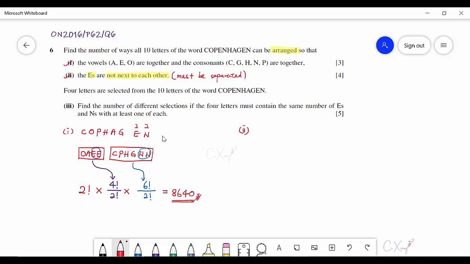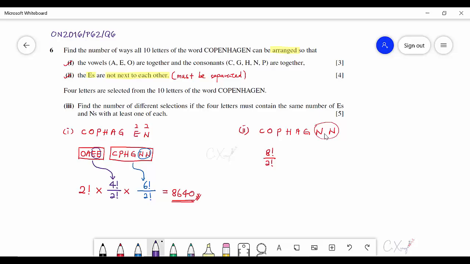So when I want to arrange all the other letters, I'm having C, O, P, H, A, G, and N. So I'm having 8 letters here, therefore it should be 8 factorial. Okay, and again, because of the 2 identical N in my arrangement of 8 factorial, I need to divide it by 2 factorial. Okay, so this is the arrangement for the 8 letters with 2 identical letter N. And now I want to put in the E.